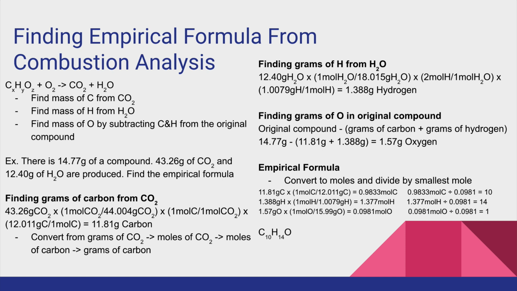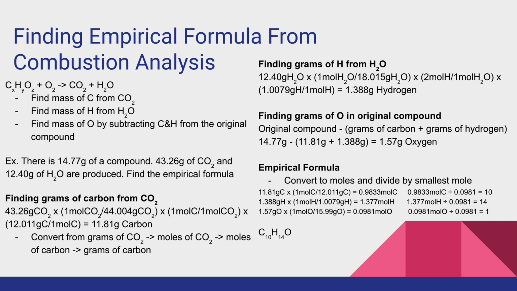Now to find hydrogen from H2O, we'll be following similar steps. We have 12.4 grams of H2O times 1 mole of H2O for 18.015 grams of H2O, times 2 moles of hydrogen over 1 mole of H2O, times 1.0079 grams of hydrogen over 1 mole of hydrogen, and we will have 1.388 grams of hydrogen.